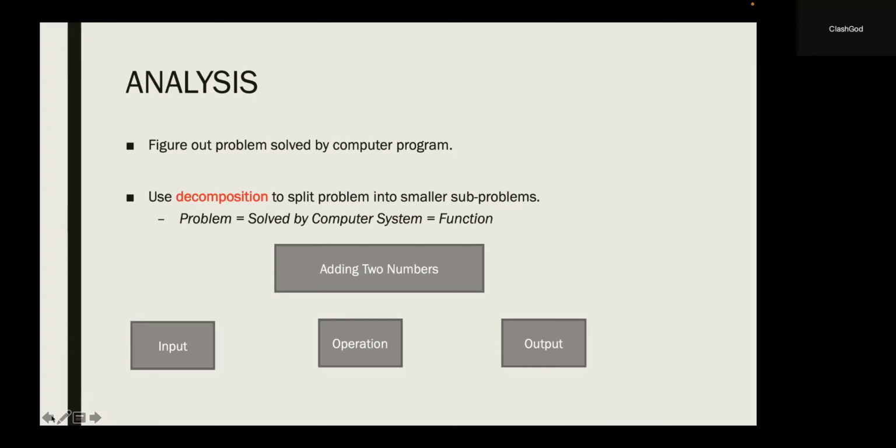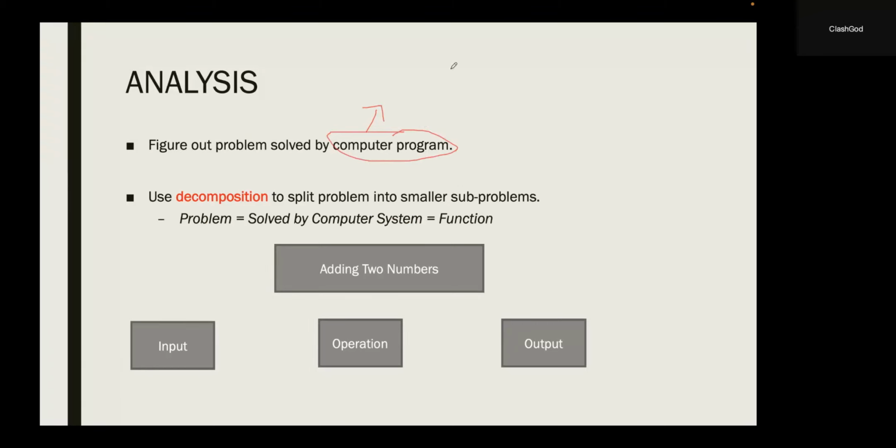Okay, now let's take a look at the analysis stage. So the purpose of the analysis stage is to figure out the problem that the computer program needs to solve. So we know that a computer program carries out a set of instructions, like apps. Now, this computer program solves a problem, right? It has a function, it does something. And the reason why it does something is because it solves a problem, it has a purpose. So first, we need to figure out what is the problem that the computer program solves.